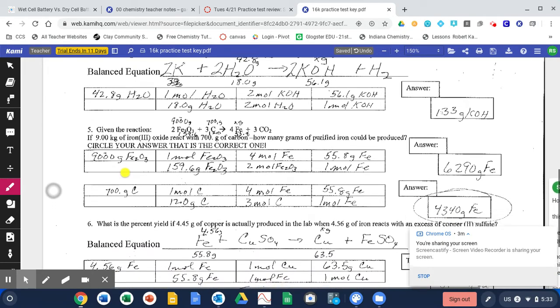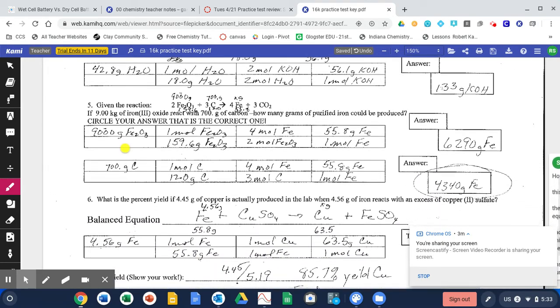But it's 133 grams of potassium hydroxide. Number 5. You're given 9 kilograms. We don't know how to do a kilogram-gram problem, so we've got to change those kilograms to grams. So that's the very first thing I did in my head. Okay, kilo means 1,000, so 9 kilograms is 9,000 grams.